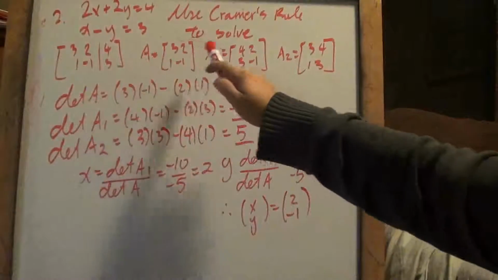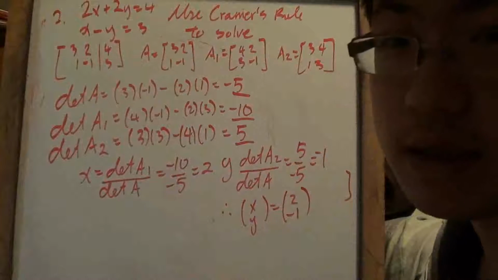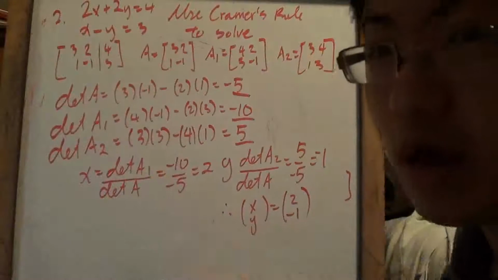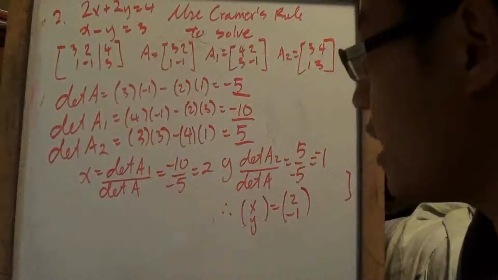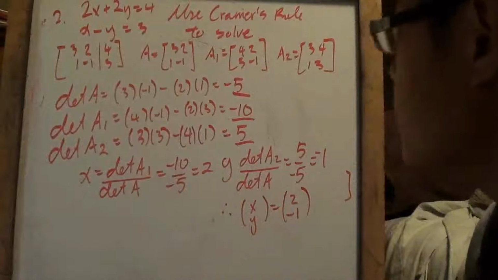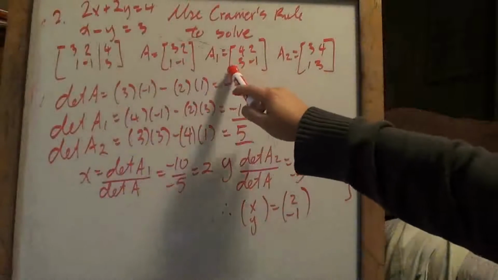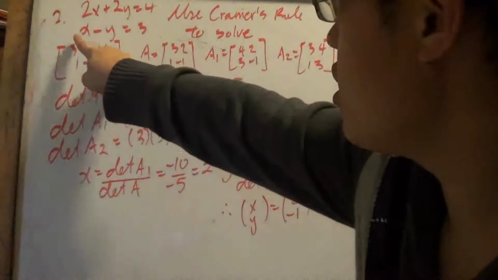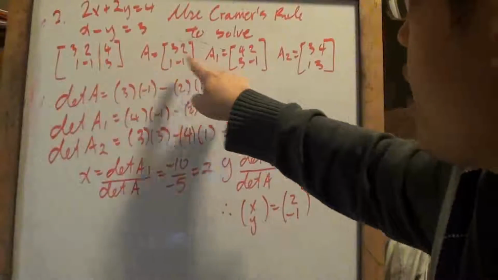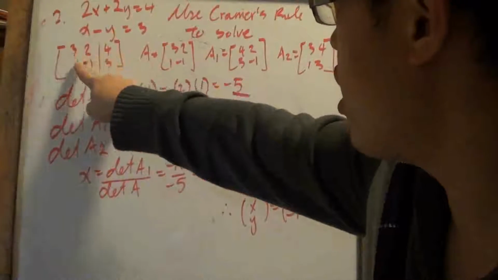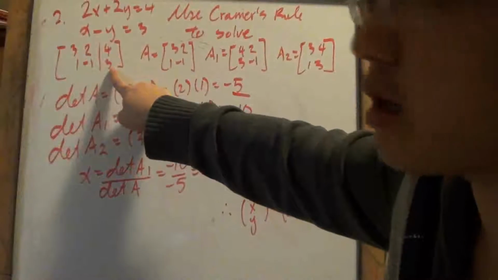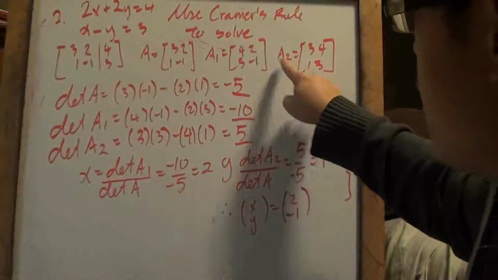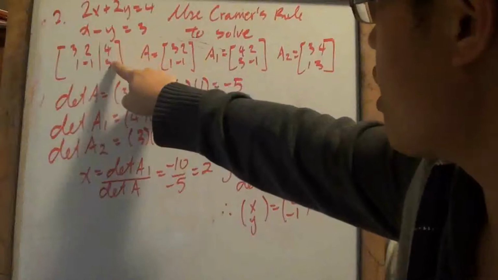So I made A, A1 and A2 because those are the steps we use for Cramer's rule, right? We try to find the determinants of these, and then we use those determinants to find our unknown variables. So A is your regular matrix right there, and then for A1, the first column is going to be replaced by your constant column, right? It's going to be 4, 3, 2, negative 1. A2 means the column 2 is going to be replaced by your constant column.